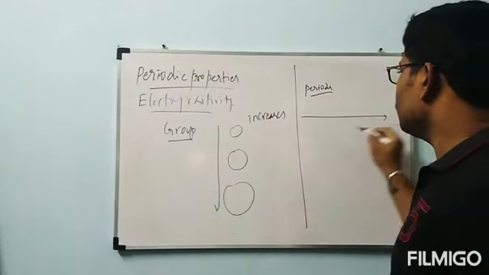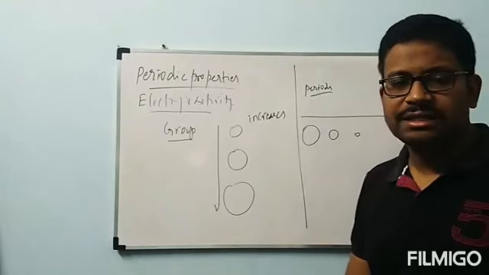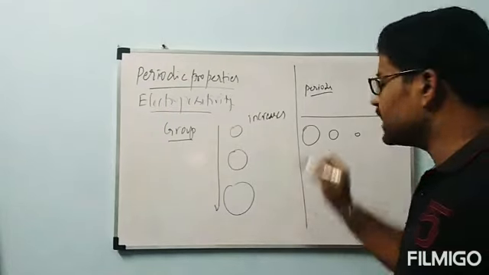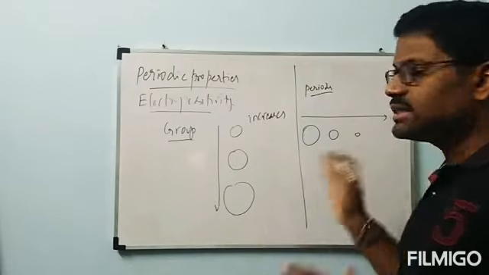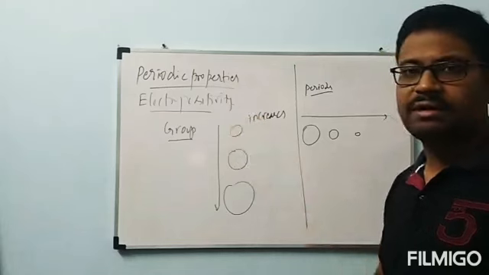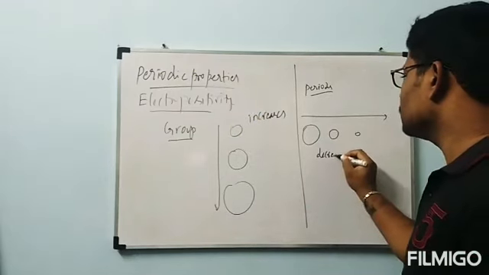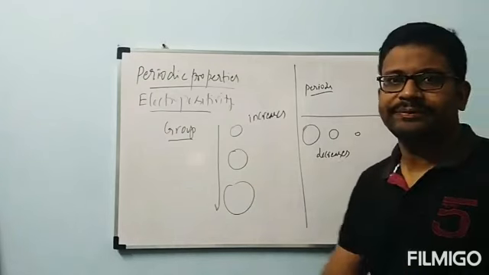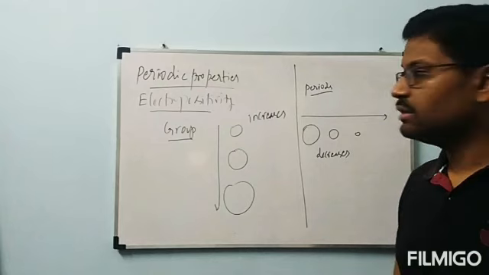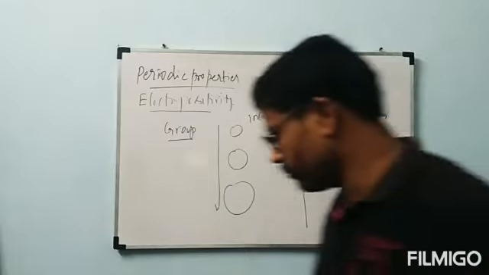In a period, left to right, what happened to size? Size decreases. When size decreases, which atom can lose the electron easily? The bigger atom. Slowly, when size is decreasing, electropositivity value decreases. So left to right, electropositivity decreases. This is about variation of electropositivity in groups and periods. Next.